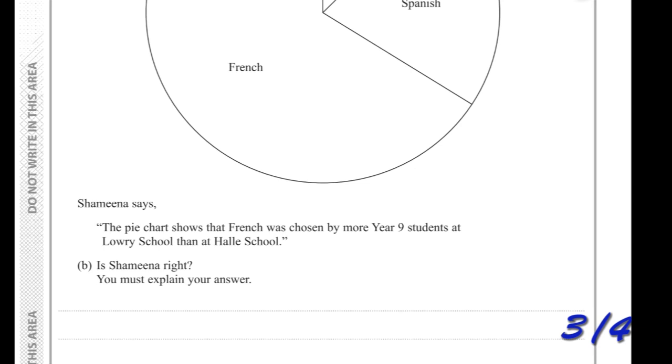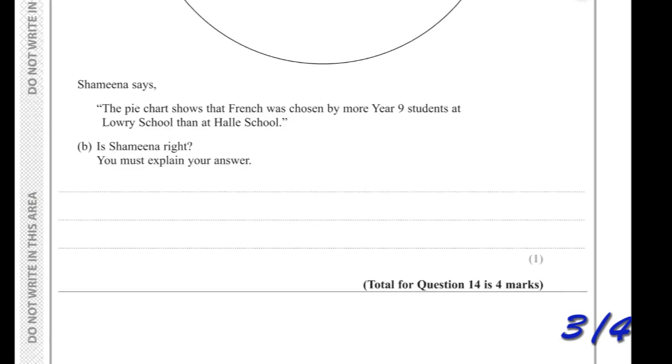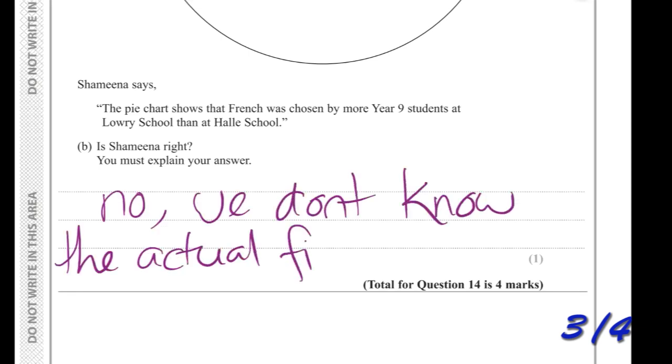This isn't true. Lowry School could be a very small school, so even though the pie chart shows that more than half of them take French, if Lowry School only had 12 students there, very few of them would actually take French in comparison to Howley School. So to explain your answer, you need to write down something like, we don't know the actual figures for Lowry.